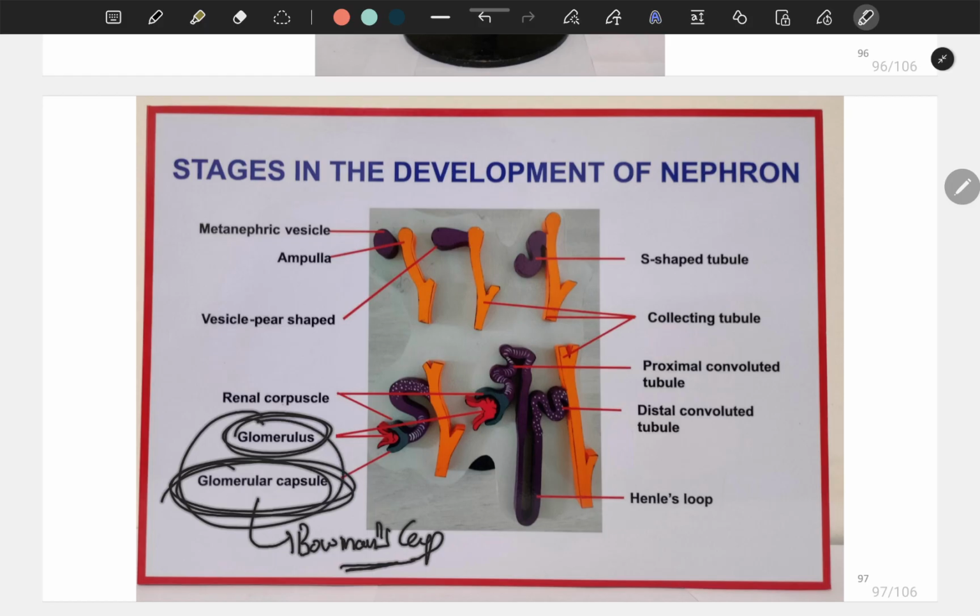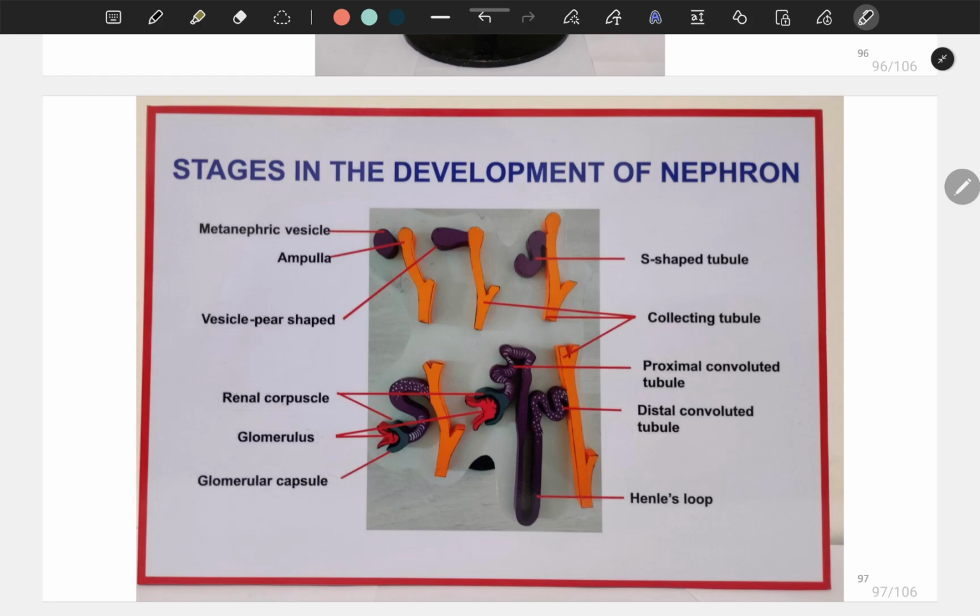Okay, these both are called the renal corpuscle. Now from there you can see PCT coming, DCT, loop of Henle, and collecting duct.